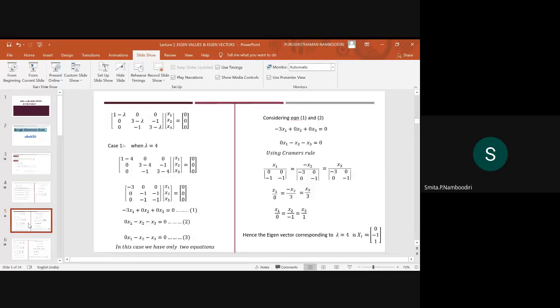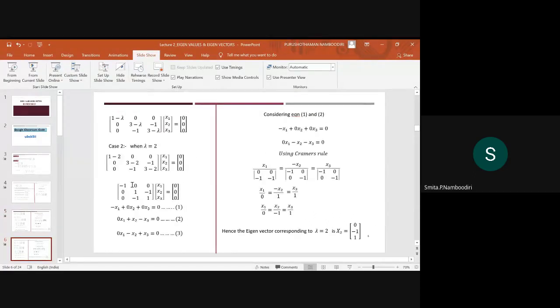So similarly, now we have to find the eigenvectors corresponding to the next two eigenvalues. ये हमारा पहला वाला हो गया. अभी next निकालना है. Next eigenvalue is lambda equal to 2. So again put lambda equal to 2, form 3 equations, take any 2 and use Cramer's rule to get the values.